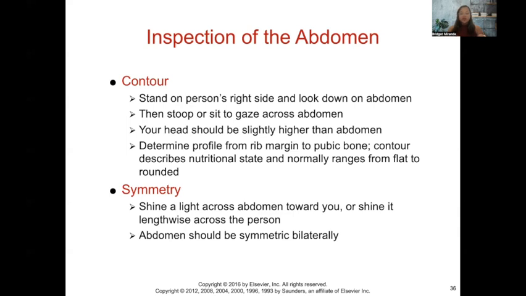You're making sure that the contour is consistent across, and you're going to determine that contour, checking the profile from the rib margin, the costal margin, all the way down to the suprapubic area or the pubic bone. And the contour is going to help to describe the nutritional state of the patient. And this can range from flat to rounded. You'll see in the next few slides, even scaphoid or protruding. You're checking for symmetry by shining a light across the abdominal area, and you want to make sure that it is symmetric bilaterally.